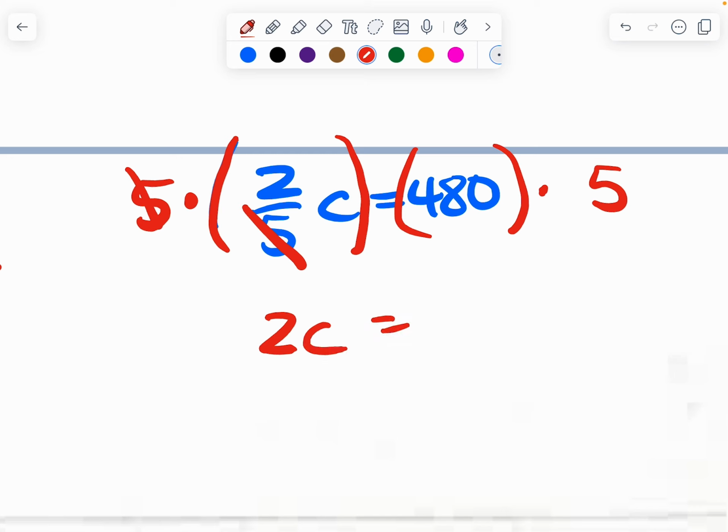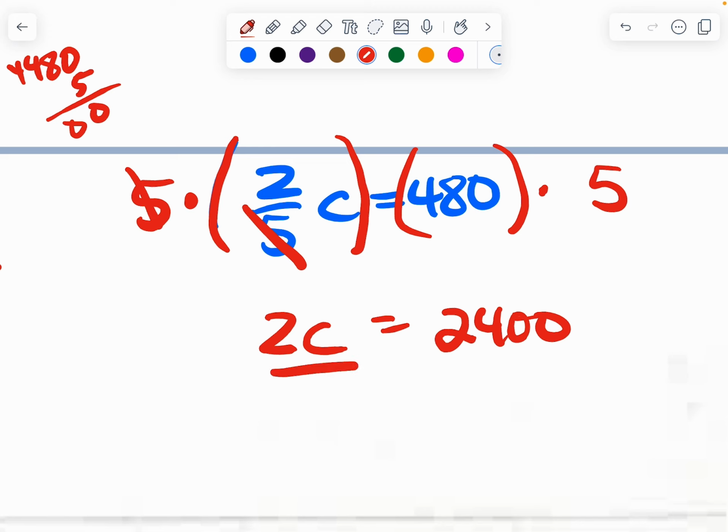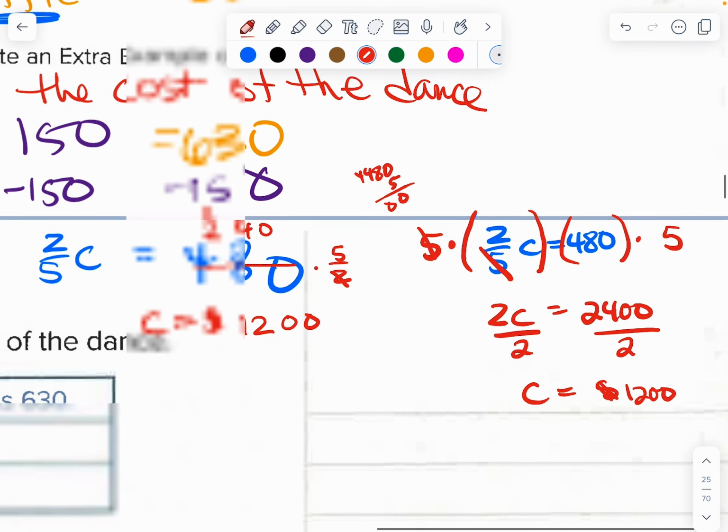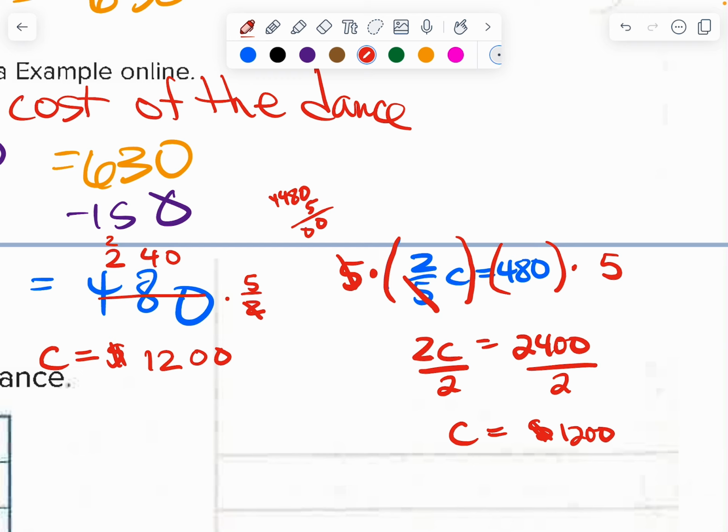So I have left 2c, equal to 5 times 480, which is 2,400. Then I'm going to divide by 2 on both sides. And look at that. No matter if I do it clearing the fraction or I just multiply by the reciprocal, I still end up with $1,200.